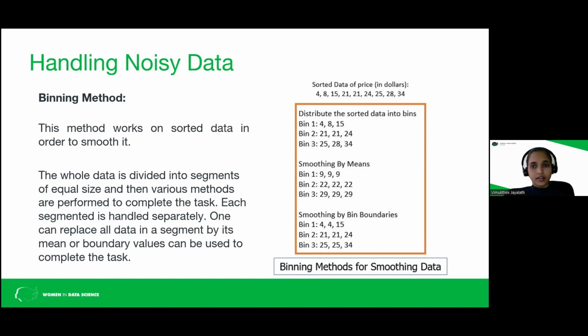So in this particular example, we have 4 to 34. That's actually not a very large range. Say if we have 4 to like 2000, this can actually be a difficult task when it comes to sorting data into bins.